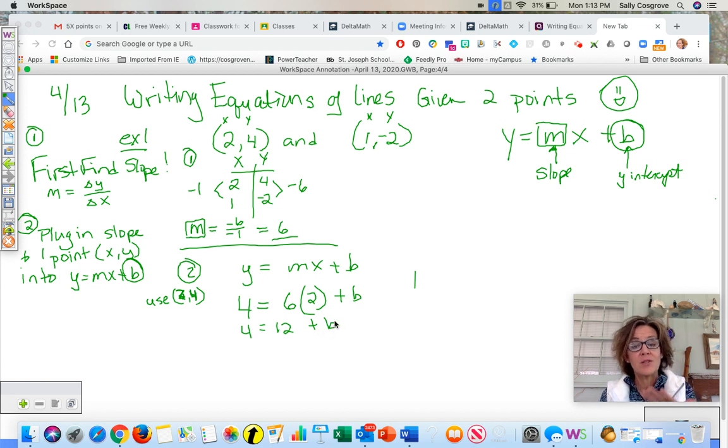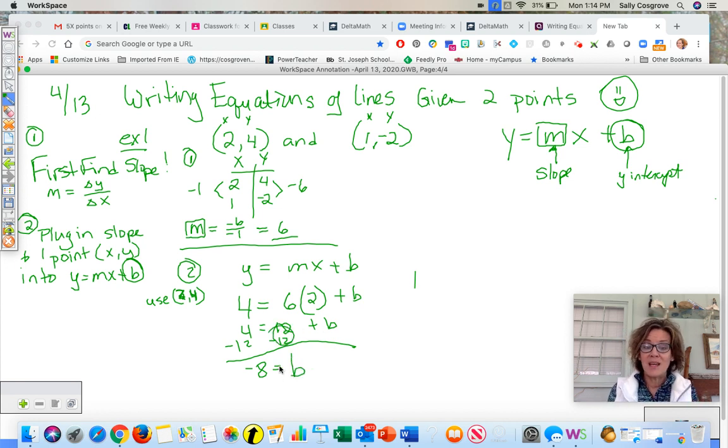Okay, so we need to solve for b. That means we need to undo this plus 12 by subtracting. So let's subtract 12 from both sides. 4 minus 12 is -8. 12 minus 12 is 0. And we're going to bring down b. So b, our y-intercept, is -8.